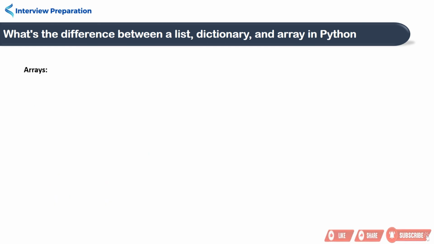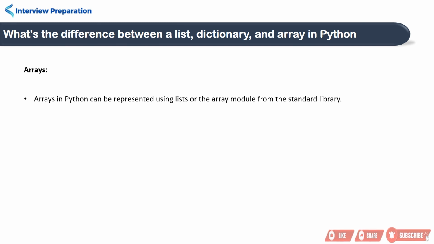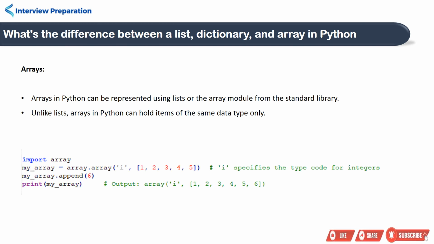Arrays in Python can be represented using lists or the array module from the standard library. And arrays in Python can hold items of the same data type only. This code initializes an array, my_array, containing integers, then appends 6 to the array, and prints the updated array, resulting in 1, 2, 3, 4, 5, 6.